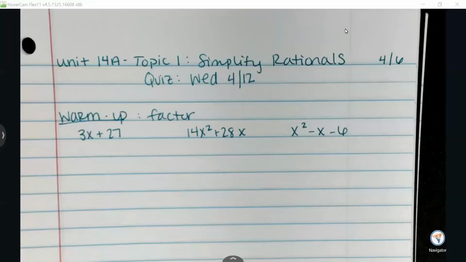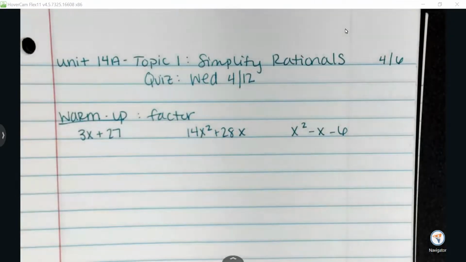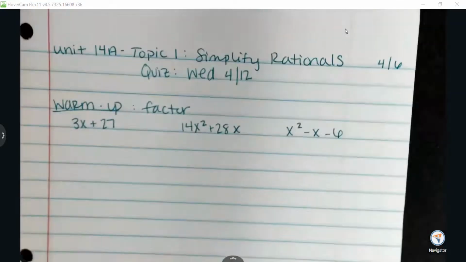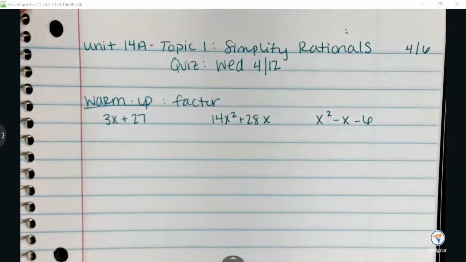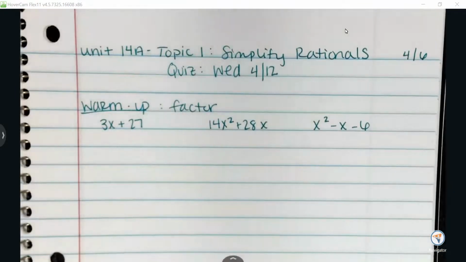All right, this is unit 14A. We're going to take unit 14 and split it into two different parts, okay? So unit 14A will have two topics. Unit 14B will have two topics, okay? Your quiz over the first two topics is in 1 week on Wednesday.